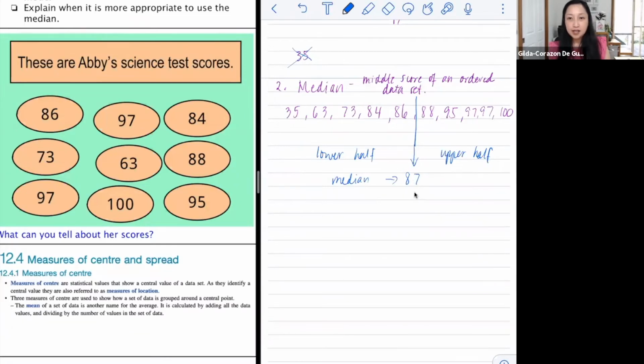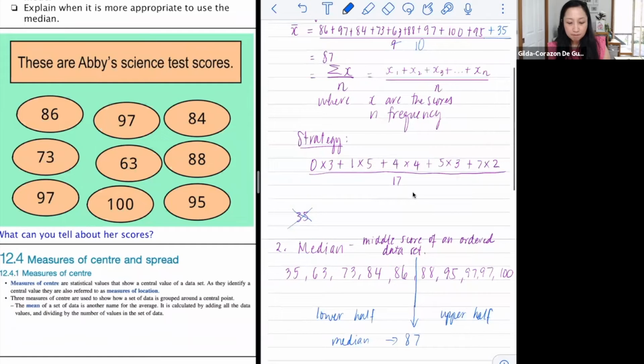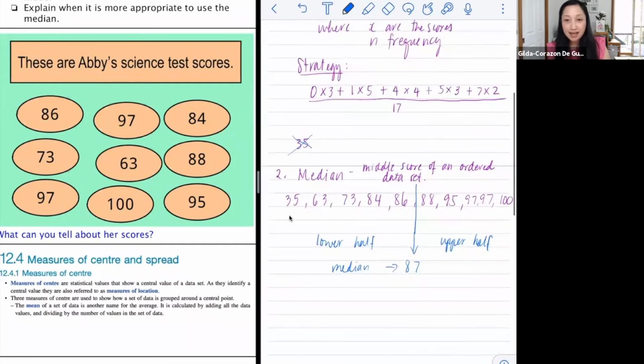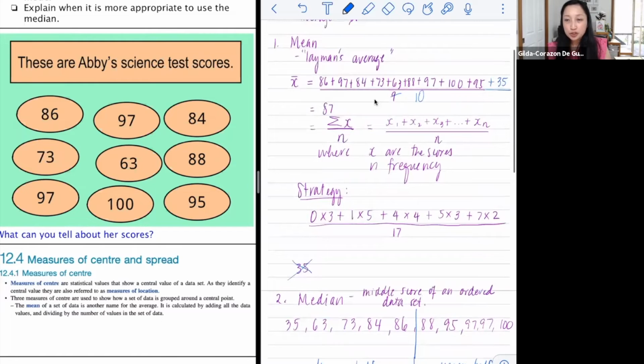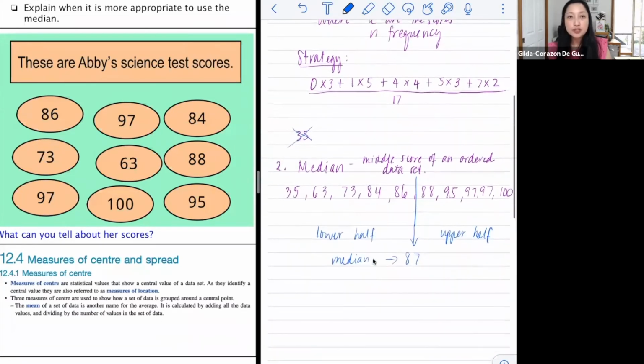Okay, right? And you see, even if we've added a really low score of 35, what was the center? We still got 87, and it did not affect our middle. It does not distort your middle, because it ignores those extremes, okay?